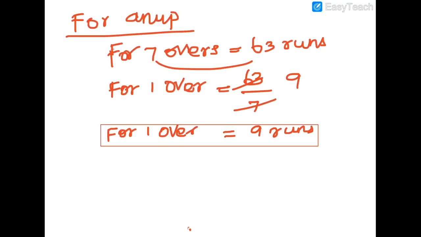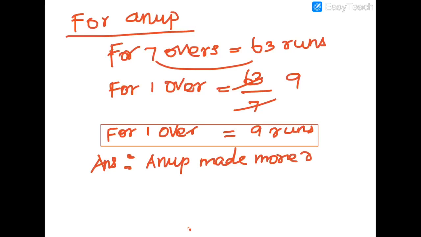So we have to write the final answer. What is the answer? Anup made more runs per over. How many did Anup give? 9 runs he gave. Okay, students.